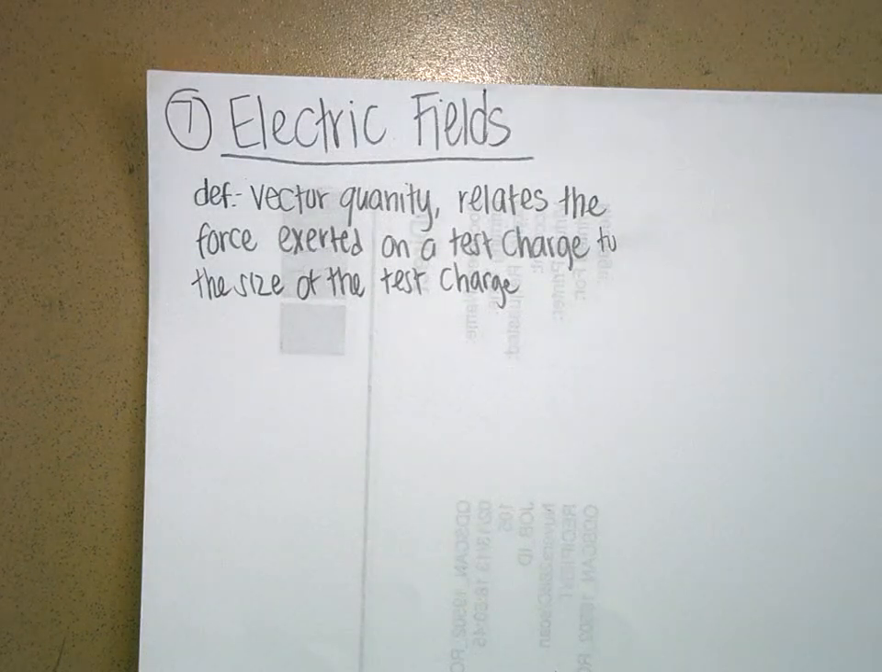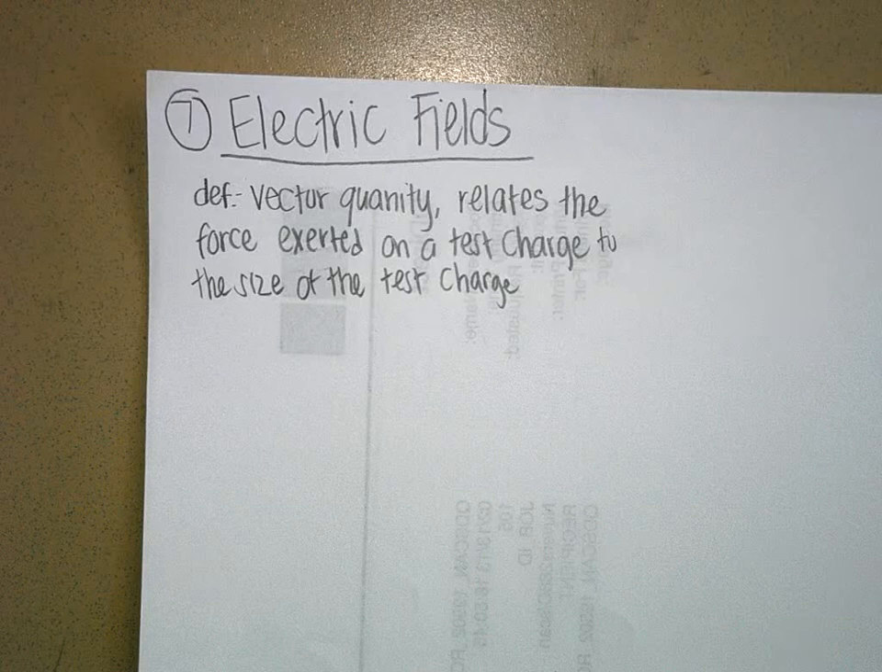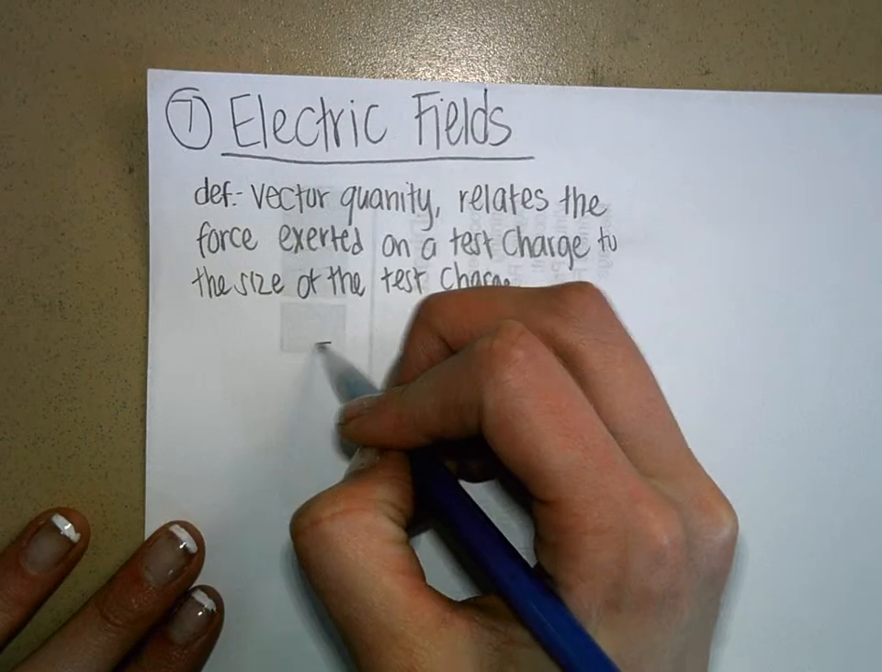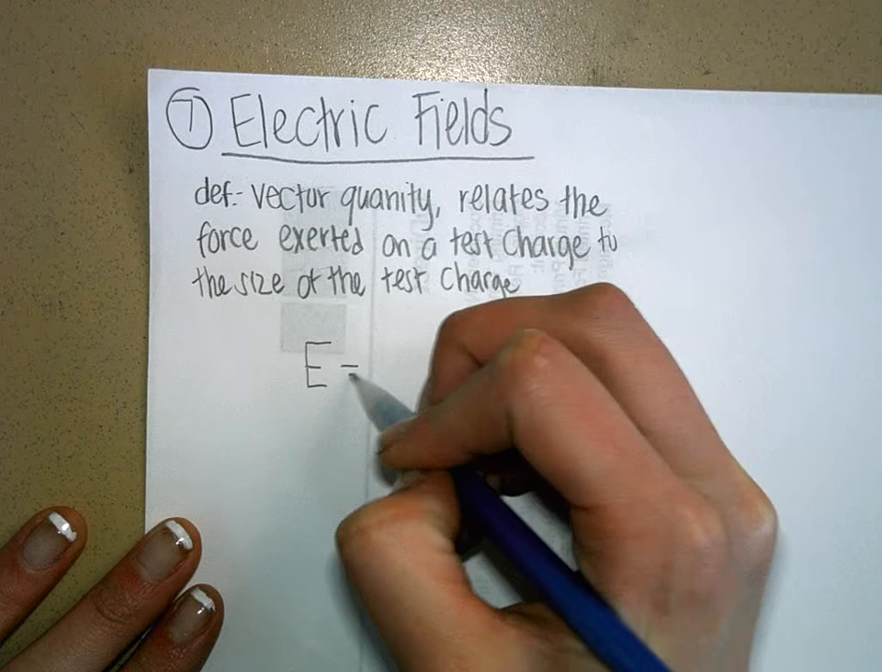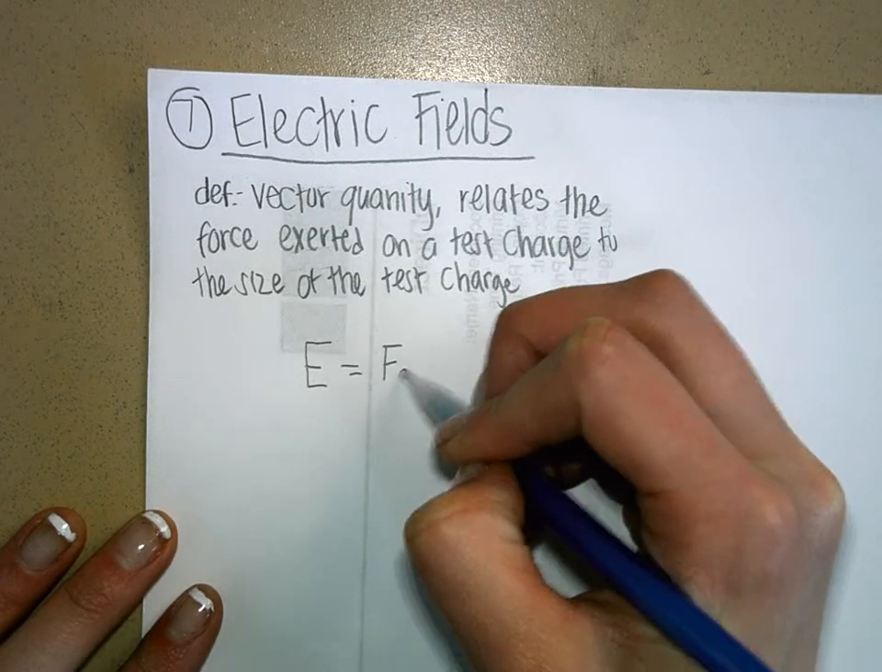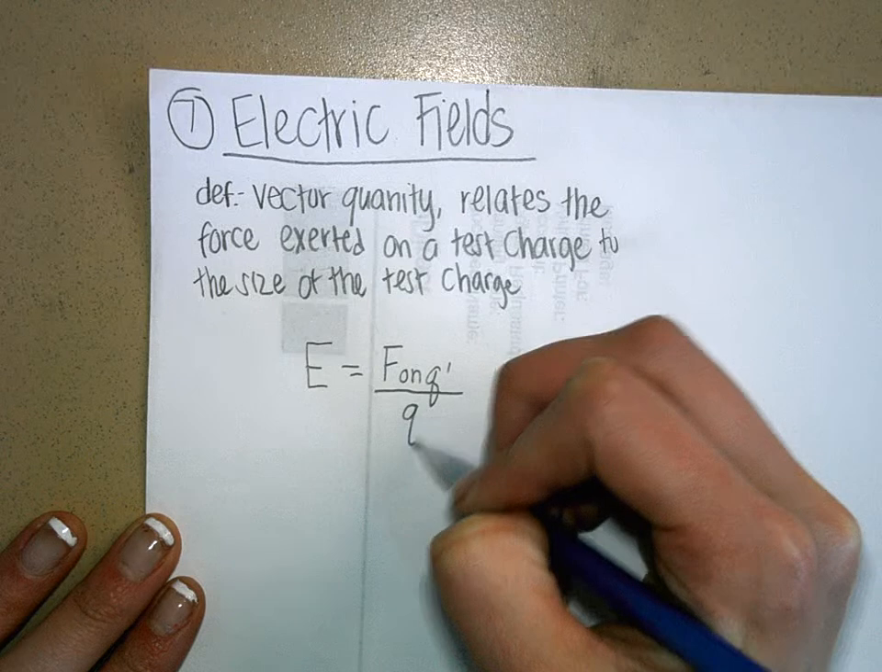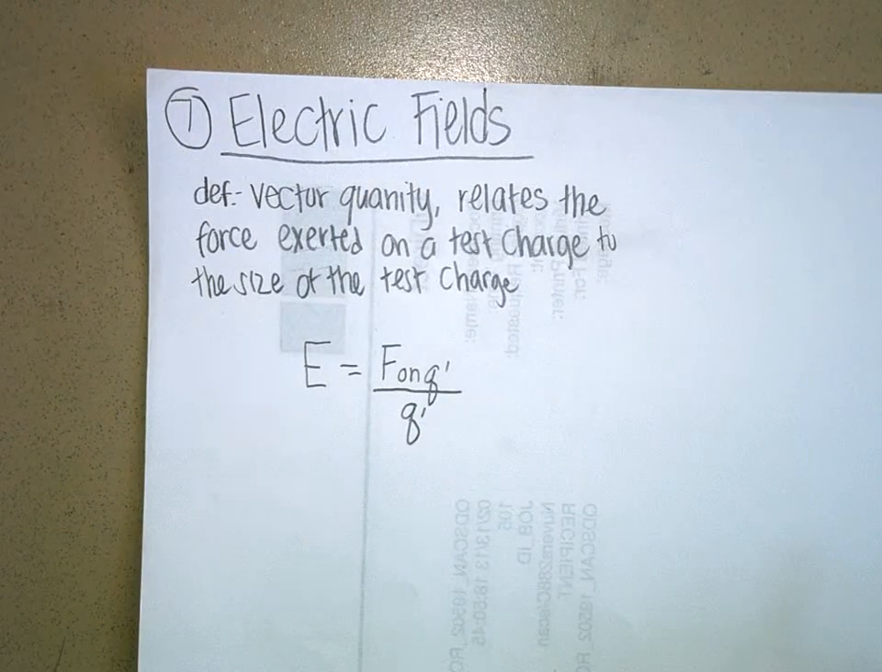Okay, so the definition of electric field is a vector quantity, and it relates the force exerted on a test charge to the size of the test charge. And we can use this information to calculate the electric field. So we can use this equation: E is equal to the force on the charge divided by the charge.